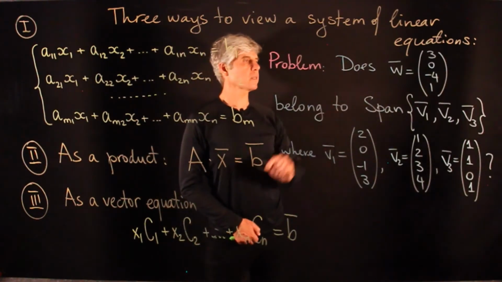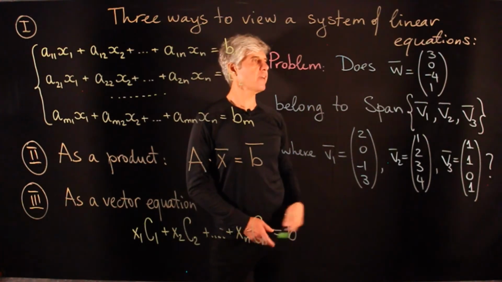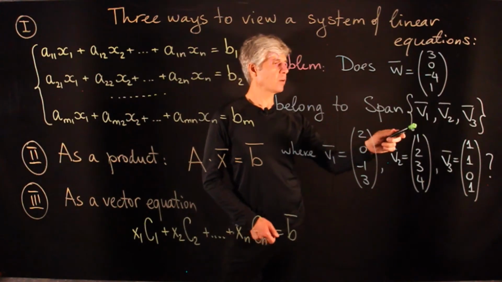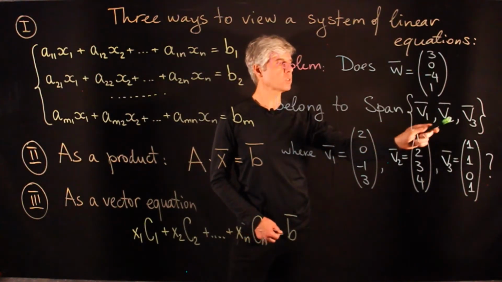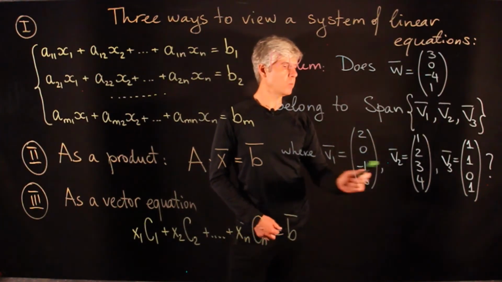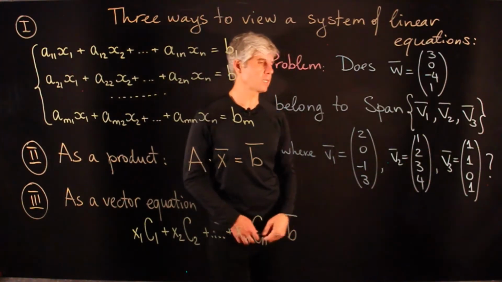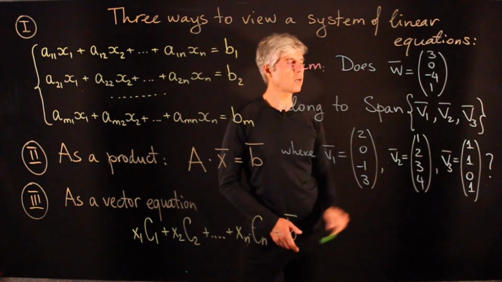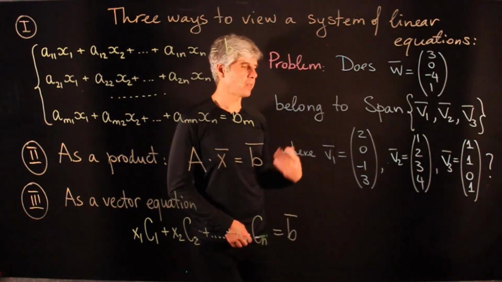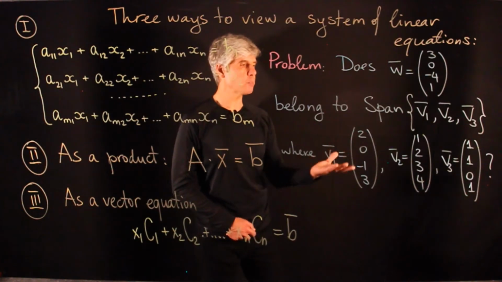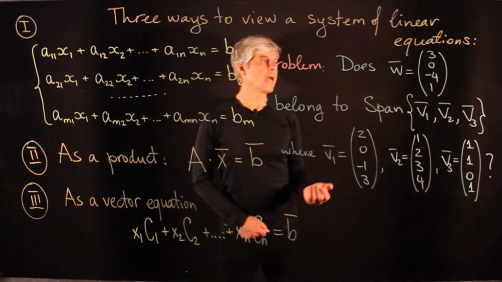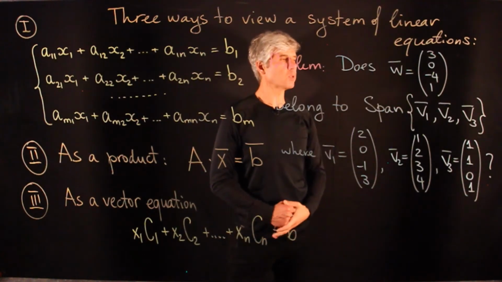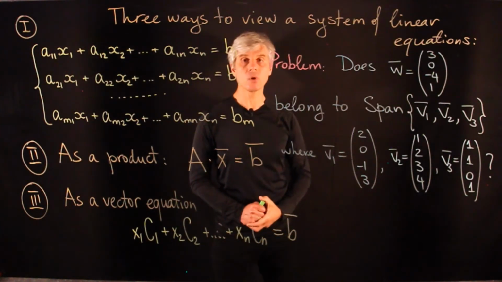So we need to answer the question, does a given vector from R4 belong to the span of three vectors v1, v2, v3, where v1, v2, and v3 are given here? So what we have here is three vectors in R4, and we take their span. This will be a subspace inside R4. And the question is whether the vector w belongs to this subspace or not.